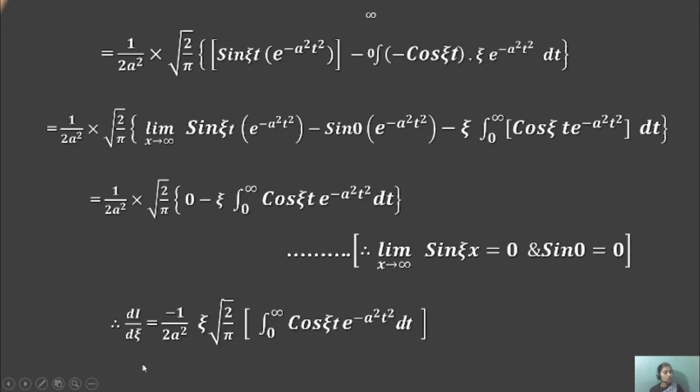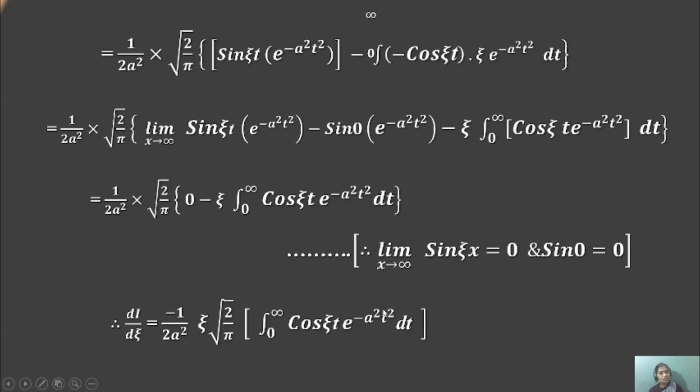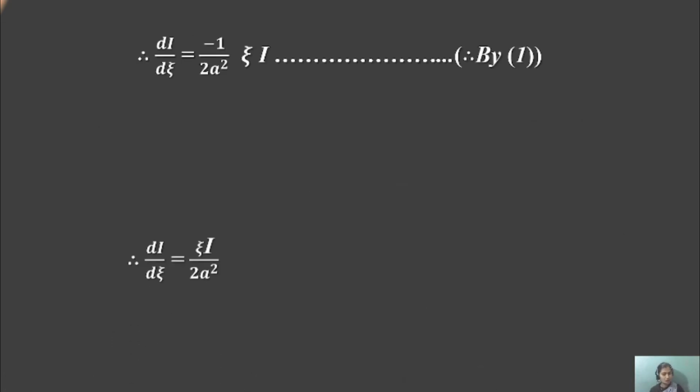Okay, this is the value we'll be considering, of the form dI/dξ, and this is called a differential equation. For solving, we start with the example and put the value into the equation first. By the equation, we get: dI/dξ = -(1/2a²) ξ I.